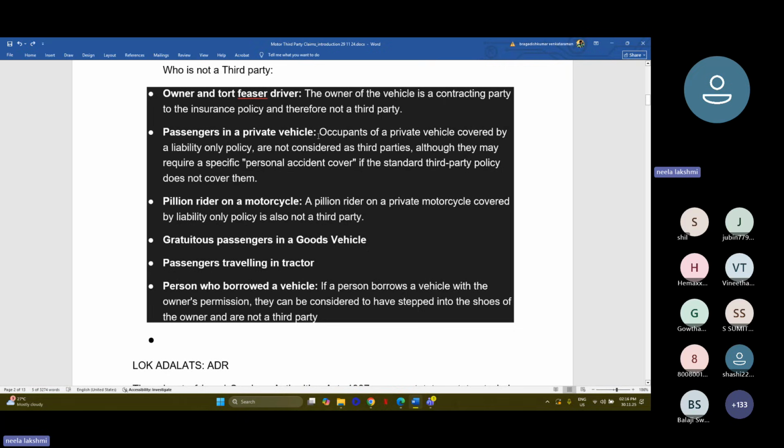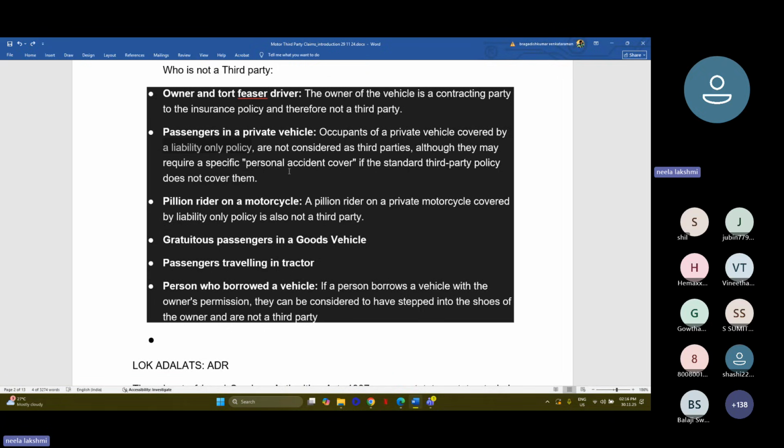We know that there are two types of policies, package policy and a liability only policy. In the context of liability only policy, occupants carried in a private vehicle is not a third party, where liability only policy is issued. Please note this point. In a package policy, they are treated as third parties, but in case of liability only policy, occupants carried in a private vehicle is not a third party.